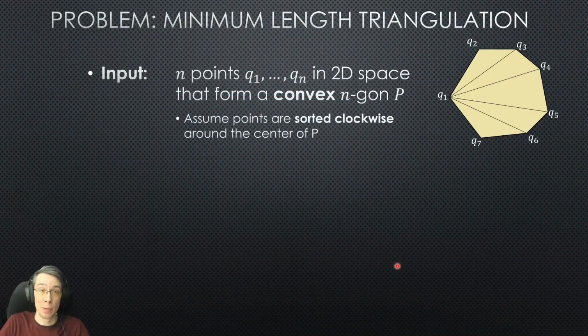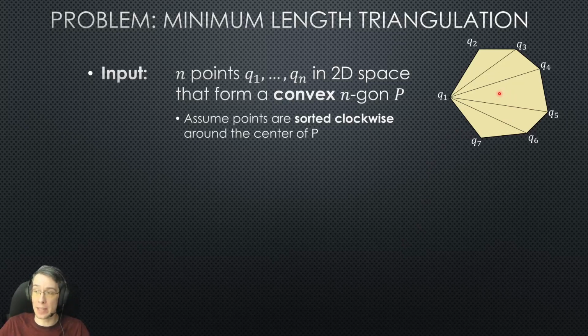Okay, so the next problem I want to talk about is called the minimum length triangulation problem. So the input for this problem is going to consist of n points, q1 up to qn, in 2D space. So we're just talking about regular 2D Euclidean space. And these points form a convex polygon, an n-gon with n points. And we're going to call that polygon P. And we can assume that the points are sorted clockwise around the center of P.